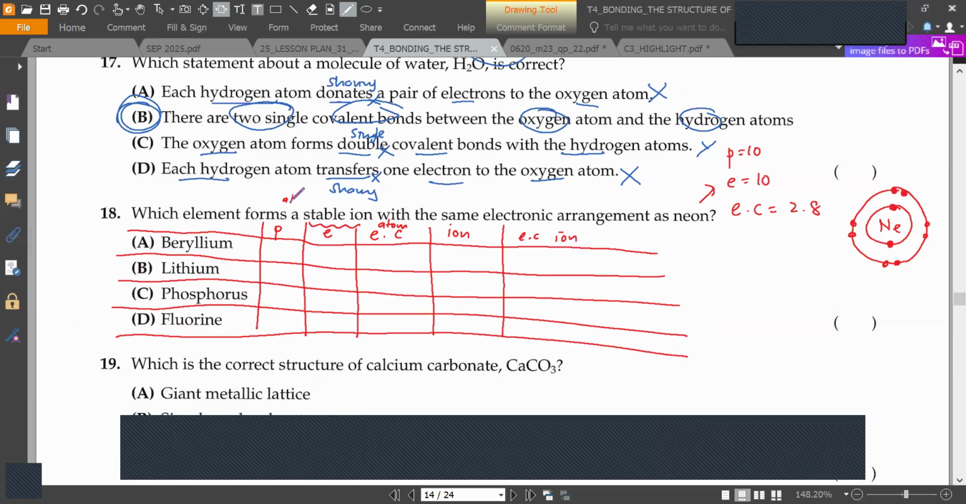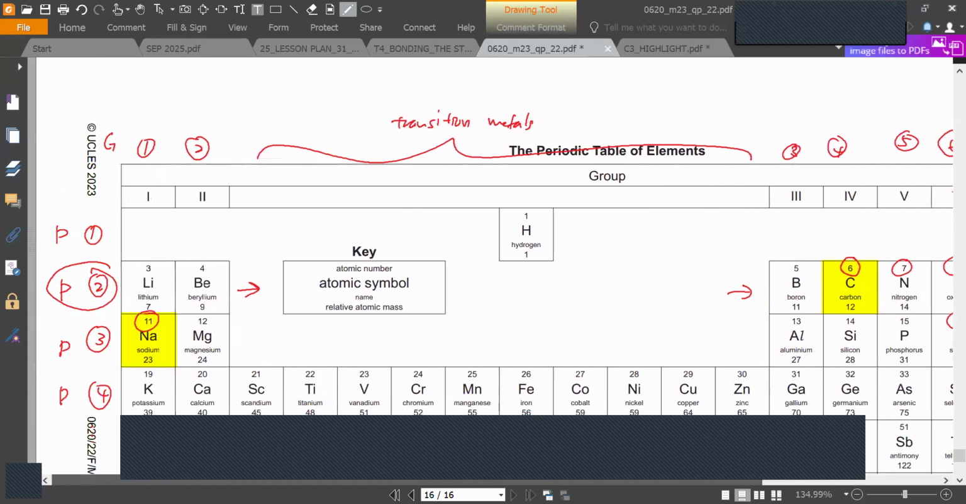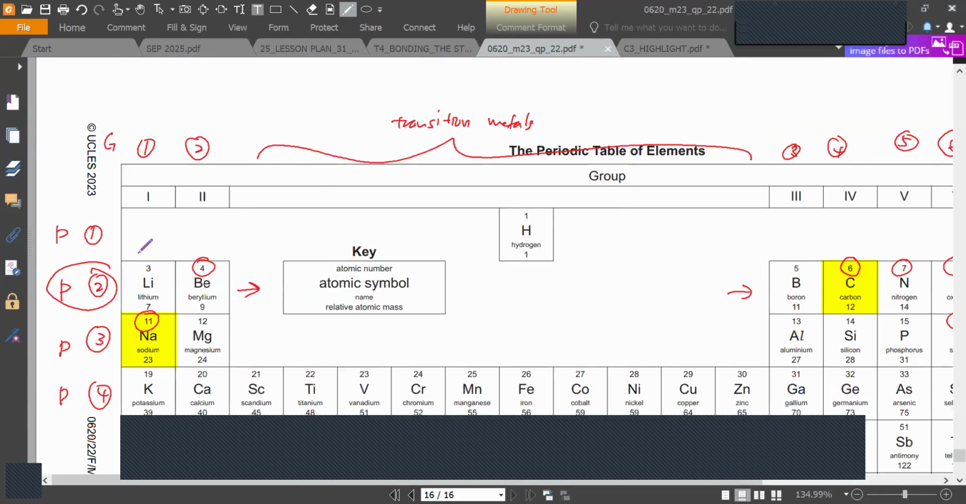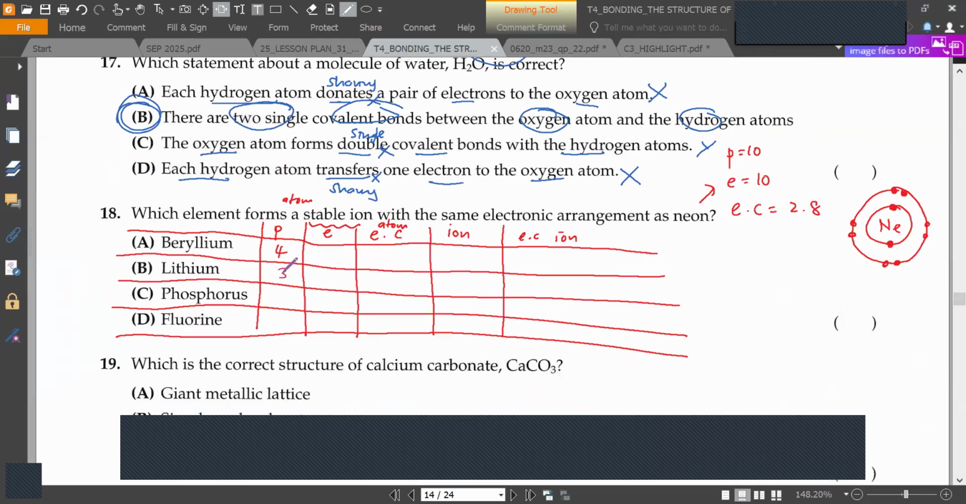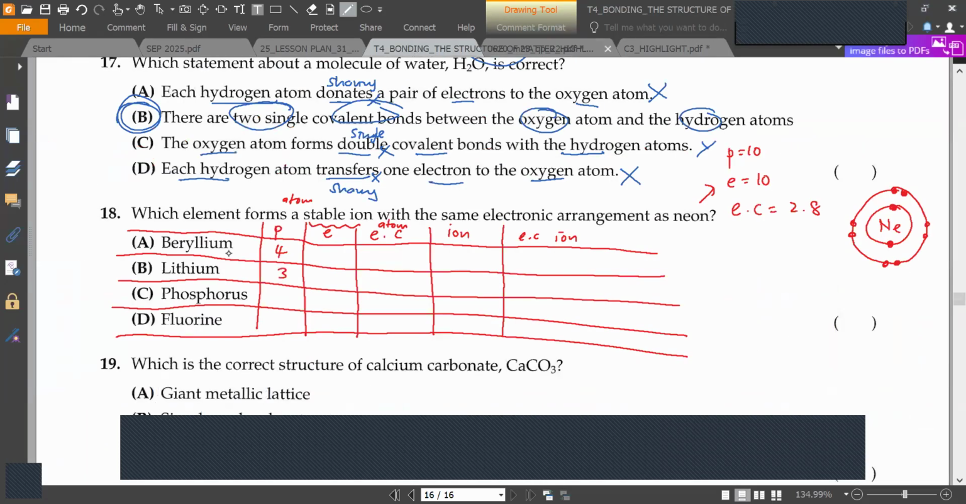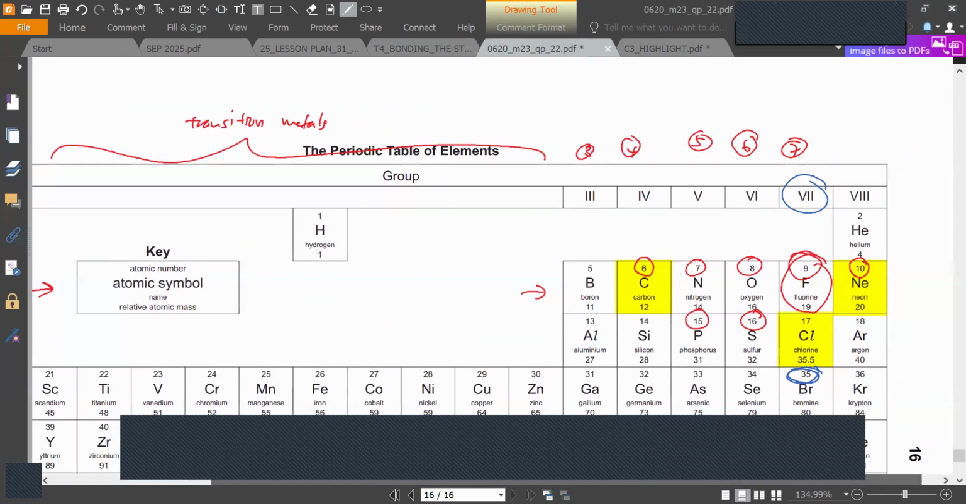First we look at the atom situation. Beryllium is here. It's 4. Lithium is 3. Phosphorus is 15. Fluorine is here. Fluorine is 9.